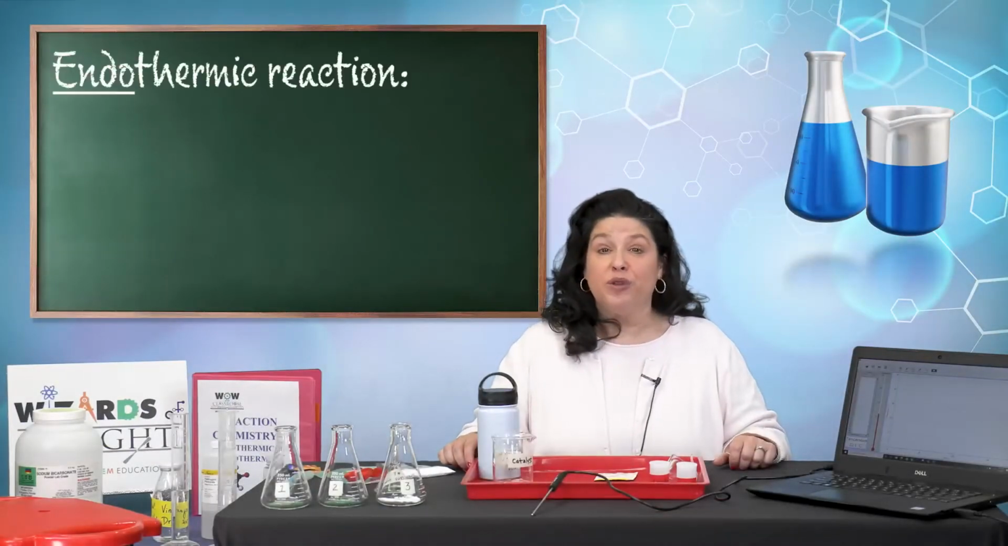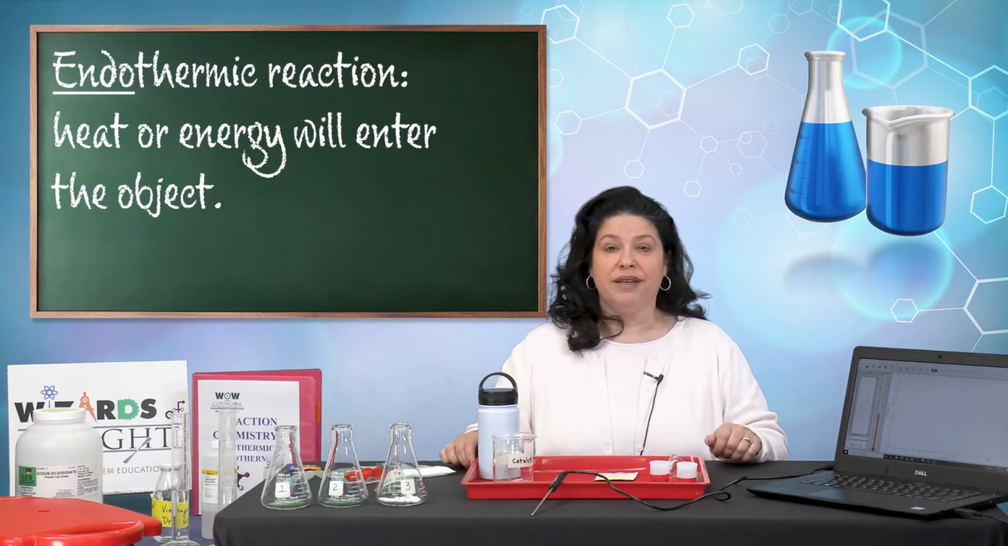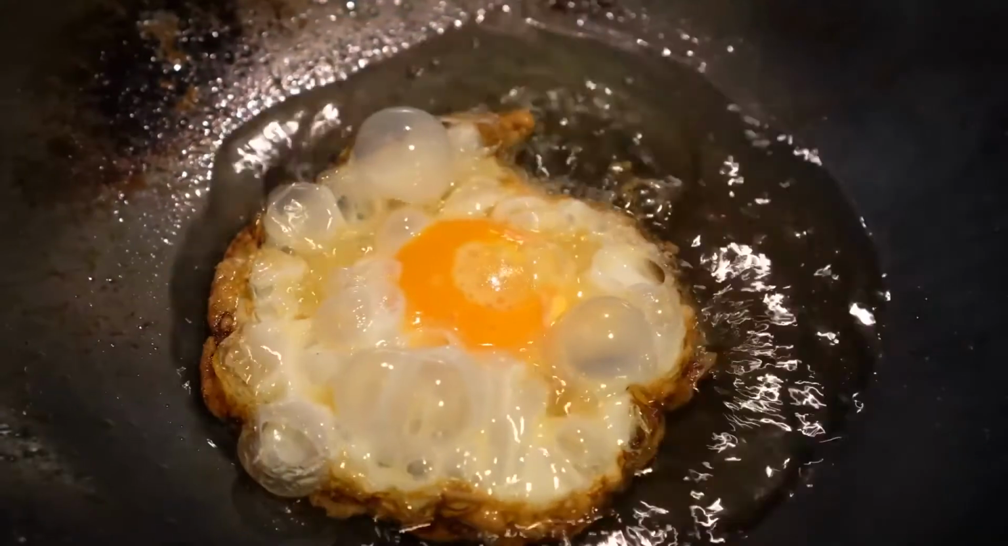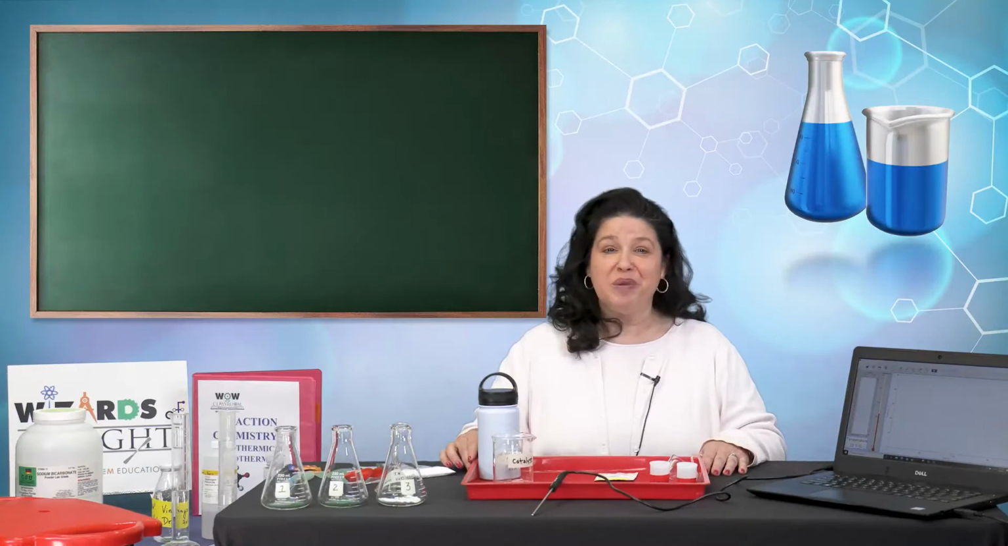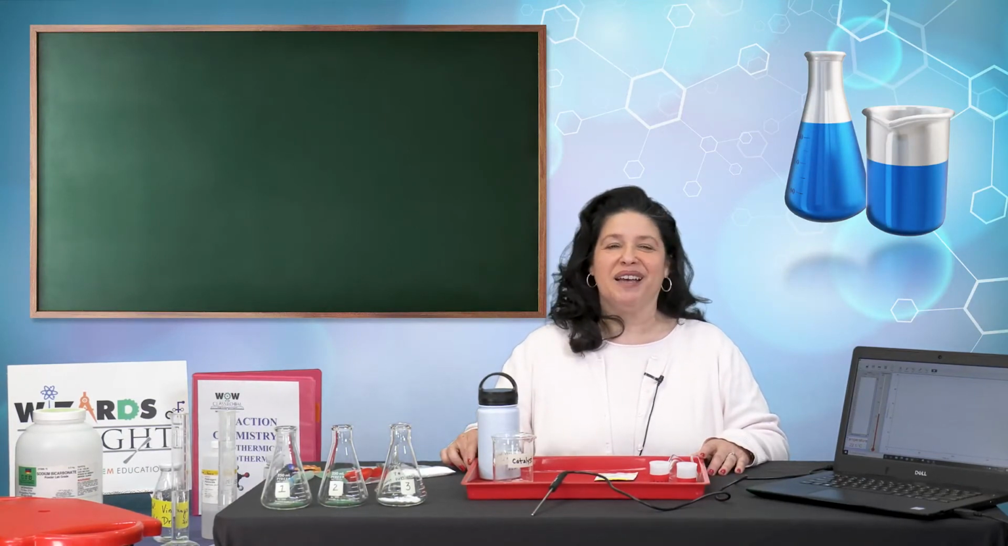Now, for the endothermic example, heat or energy will enter our object. This includes examples like frying an egg, sweating, and photosynthesis. Teachers, again, you have the supplies to run this experiment if you'd like. If not, just keep watching us.